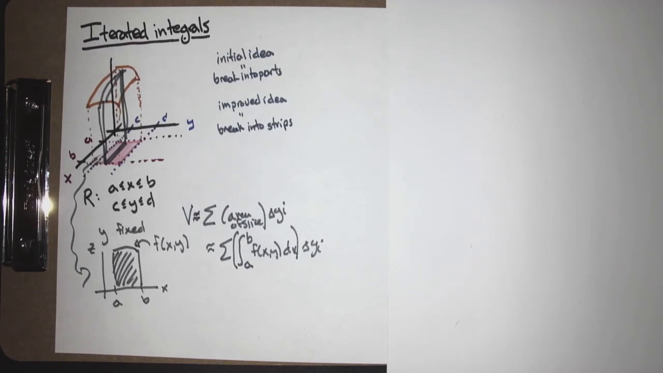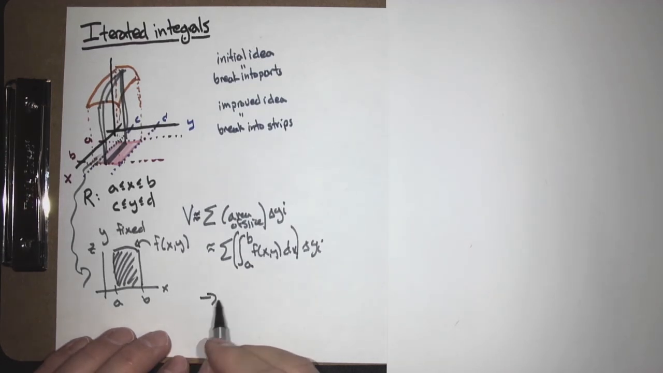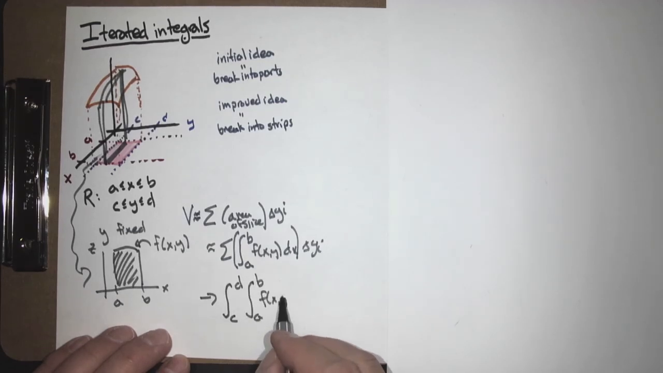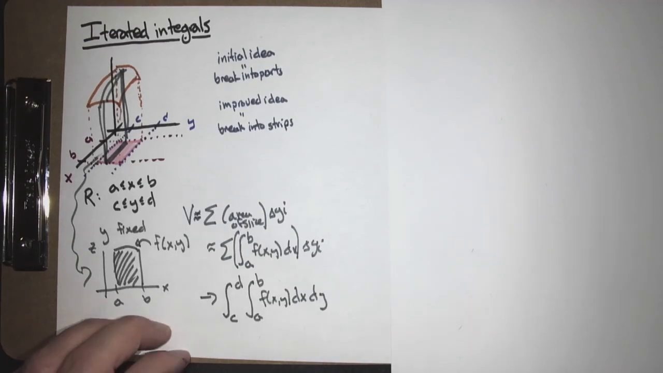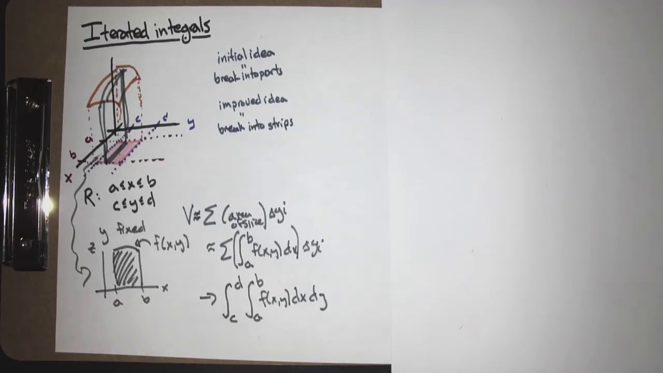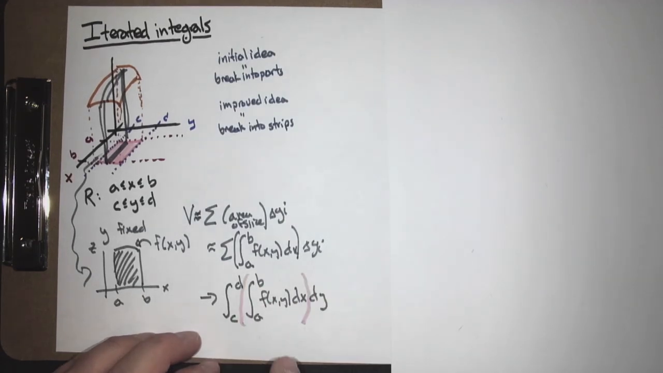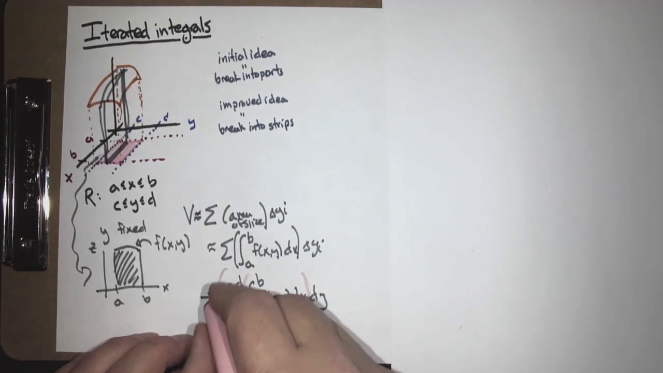Well, now what? Now you just keep adding. You do smaller slices, and we add up all the individual slices. So that's the integral from c to d of the integral from a to b of f of x y dx dy. So what's the procedure? You first work on the inside, carrying out this integral with respect to x. That will become an integral with respect to y once you're done, and then you carry out the next layer.